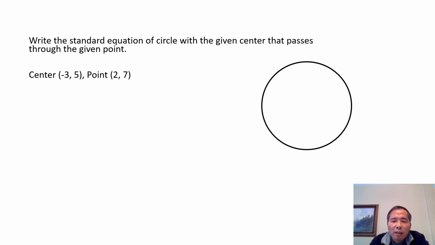First find the center. The center is here, C. Just put a C here. It's -3 and 5. Then there's a point, 2 and 7, and the circle goes through this point. So the point is P at 2, 7. If we connect the C and the point together, it is the radius r.